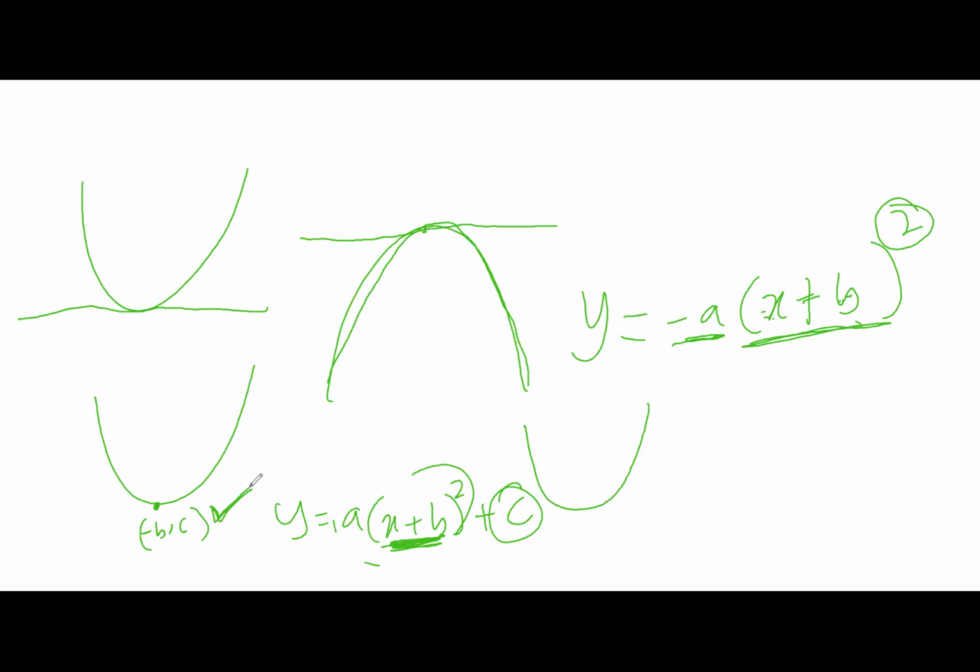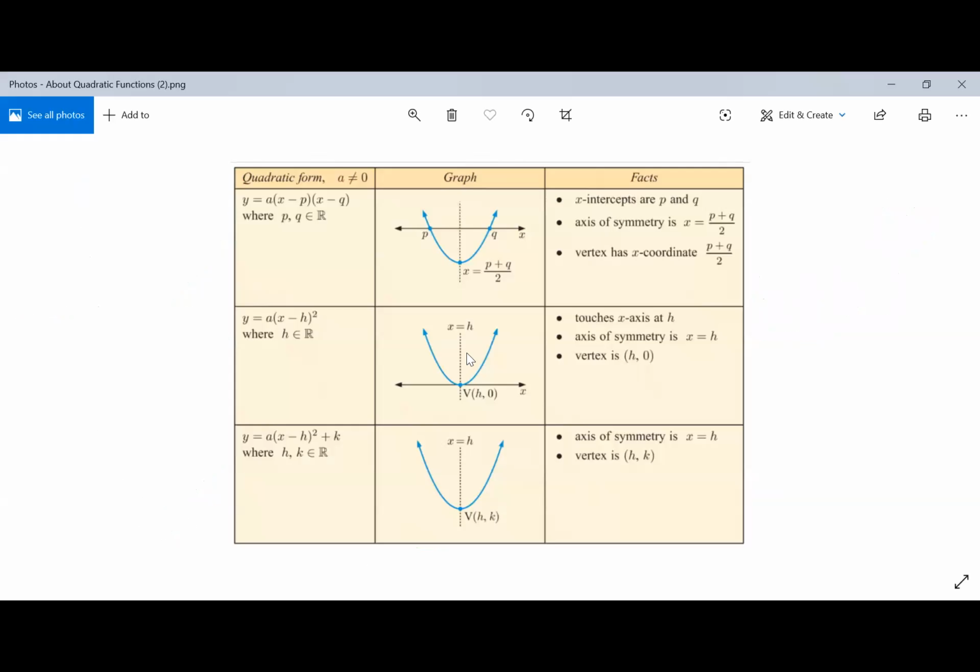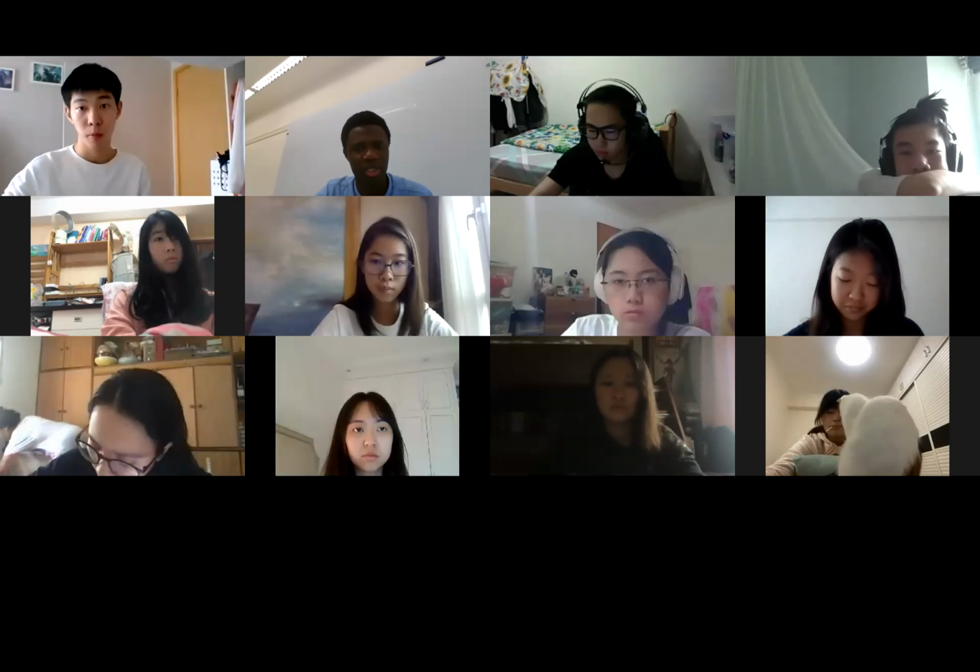There's a difference between the point and the value. So let's take note of that. There's a difference. Point is a two-coordinate system, value is just the y part. And the vertex is this, the equation of line of symmetry is just x is equal to the value of that x coordinate. Okay, does this make sense, everyone?